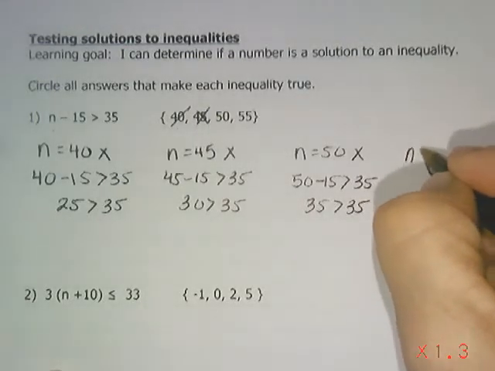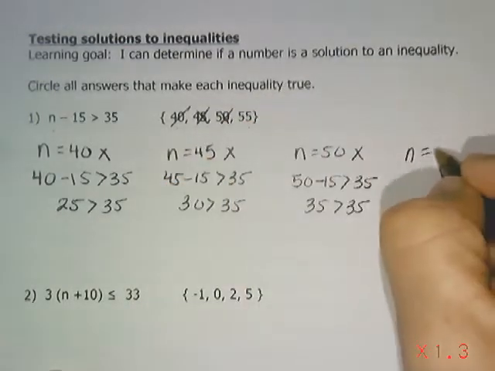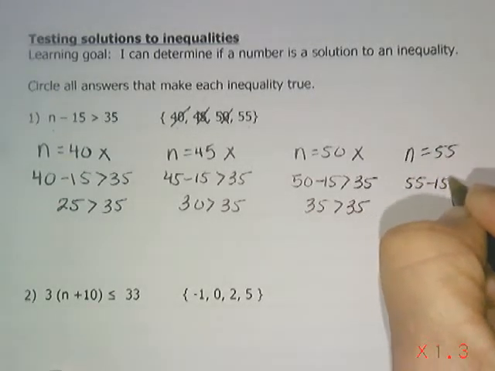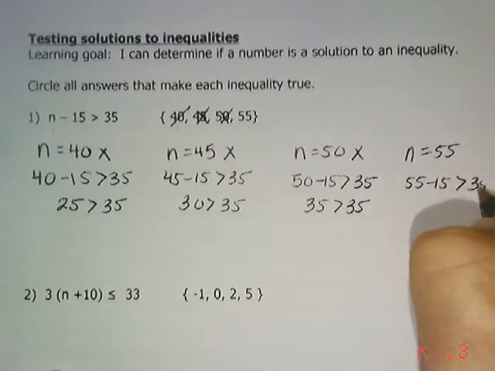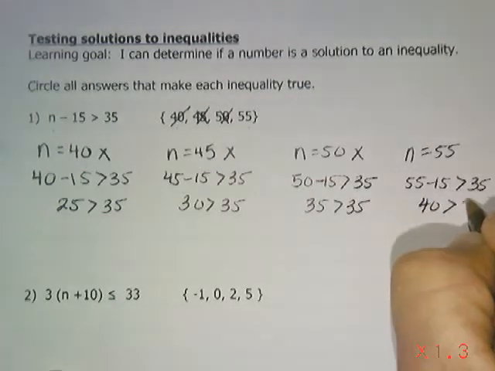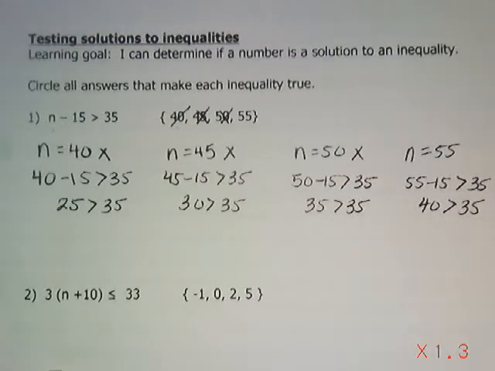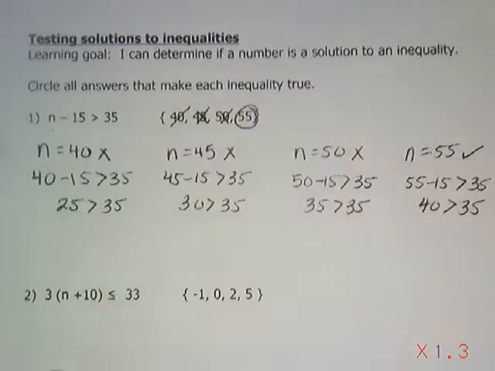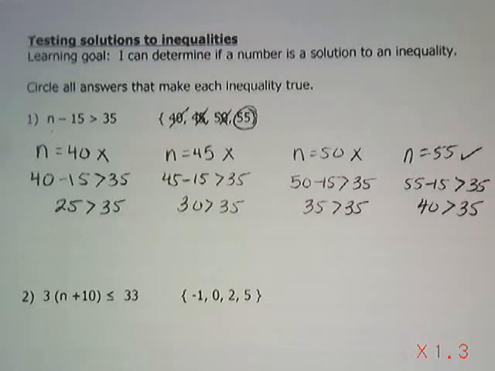And our last one, n equals 55. 55 minus 15. Is it greater than 35? Yes. When I subtract, that's 40. 40 is greater than 35, so 55 is a solution. It's the only one in that list that would make that inequality true.